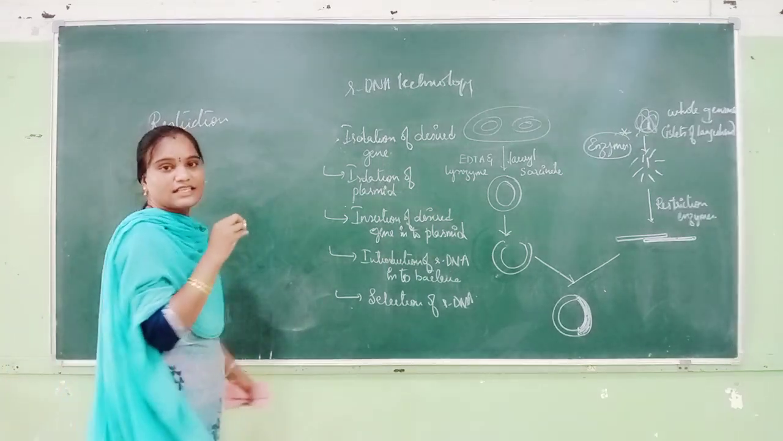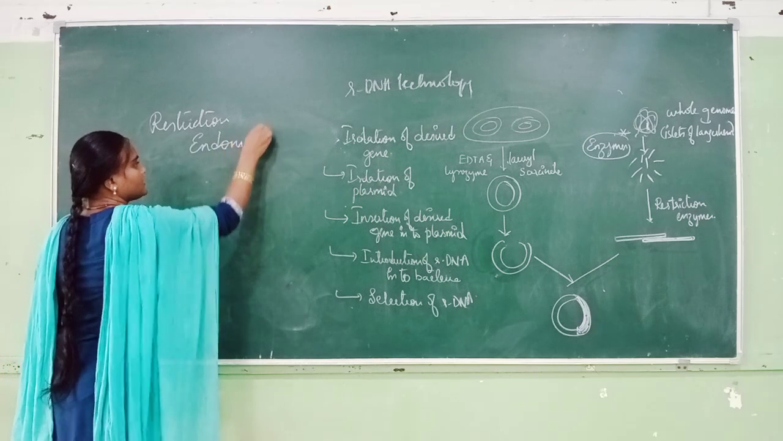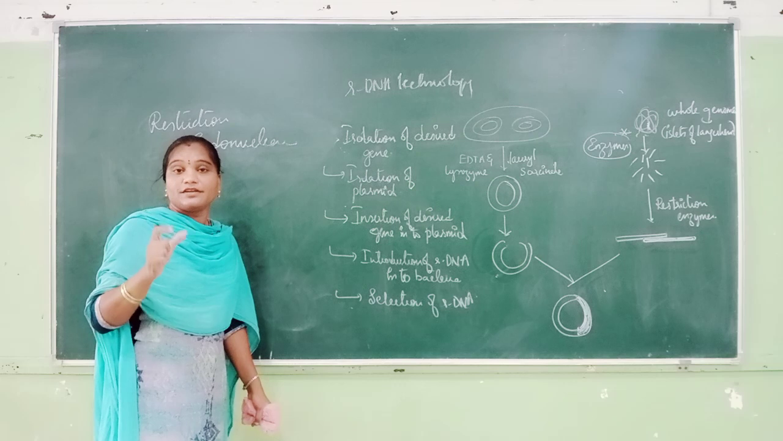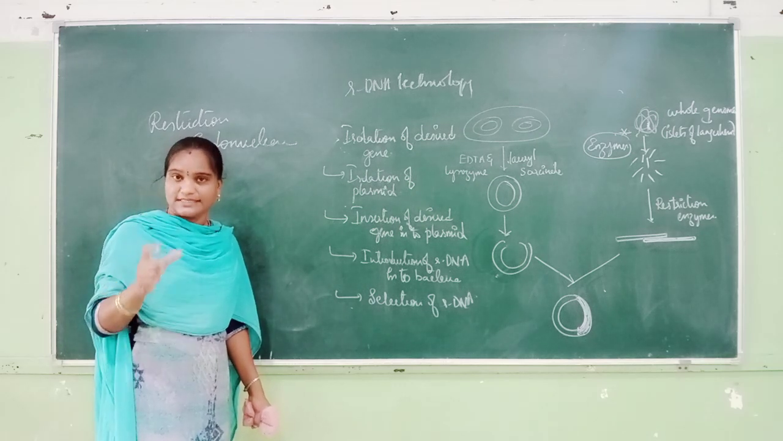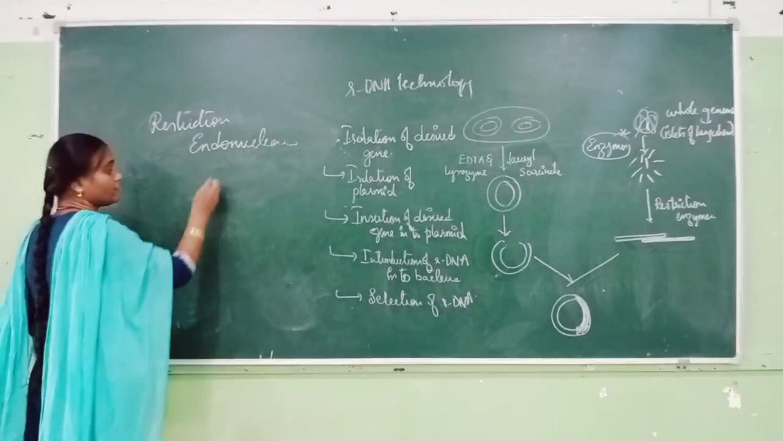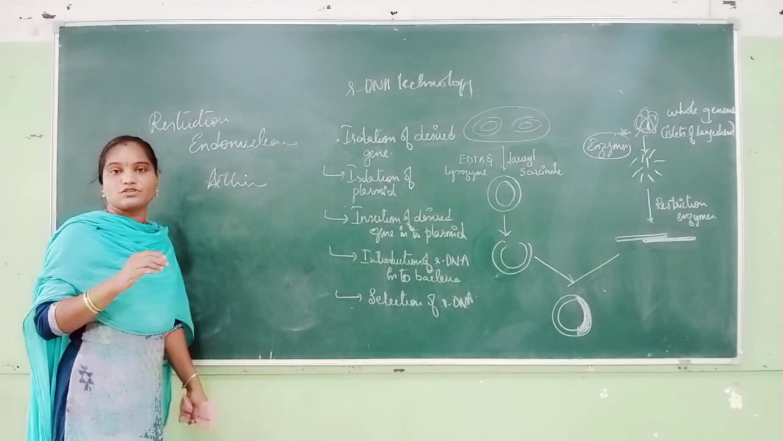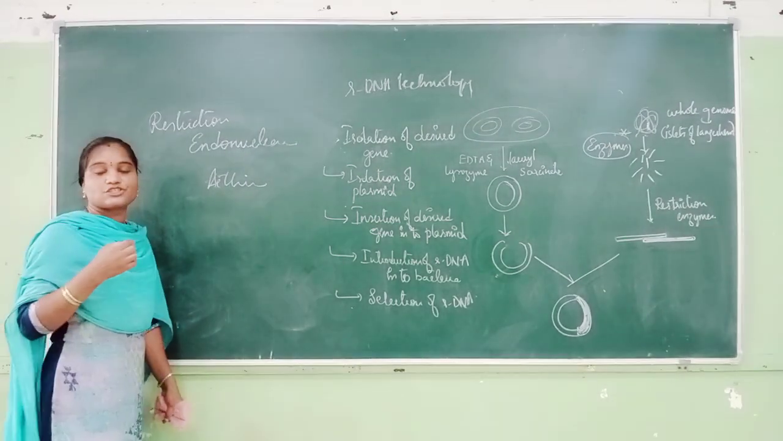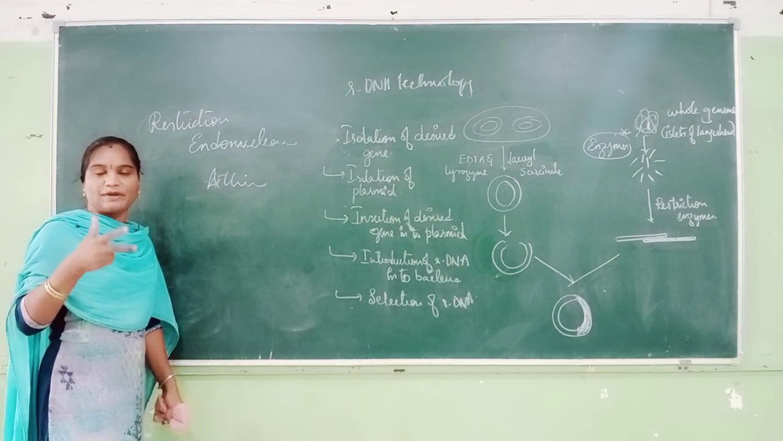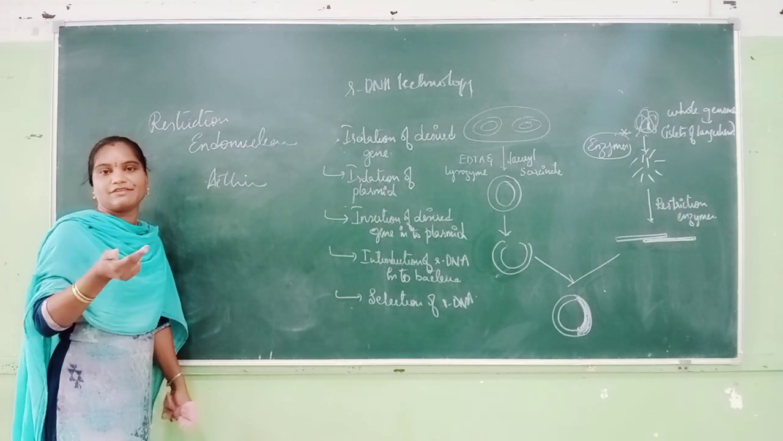Okay, so what kind of enzymes are generally used? Restriction endonucleases. These are a class of endonucleases which cleave your DNA molecule at a particular specific site. Those are known as restriction endonucleases. These were first introduced and isolated by Arthur. These enzymes generally have two activities, that is modification and cleavage activity.